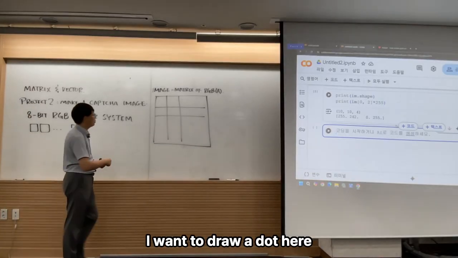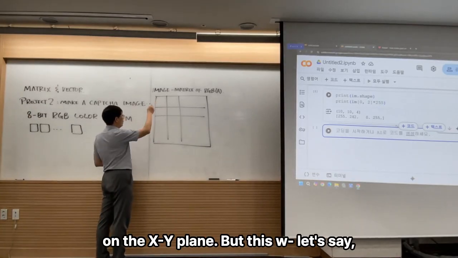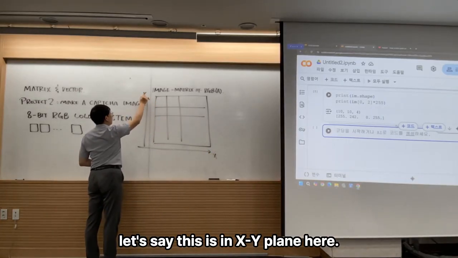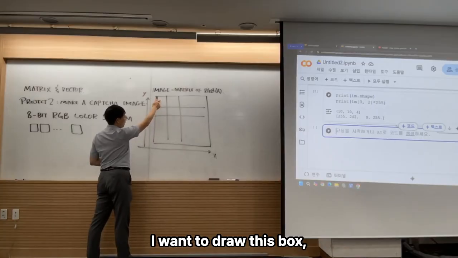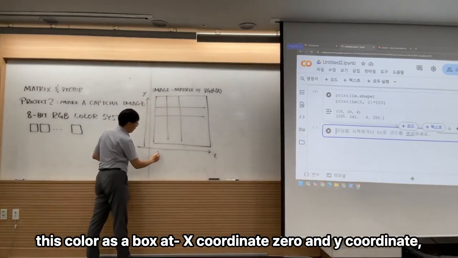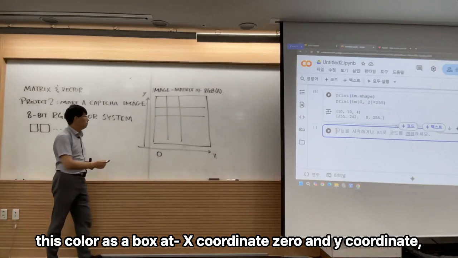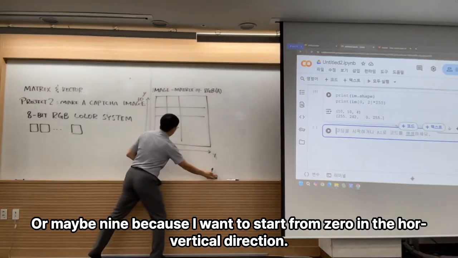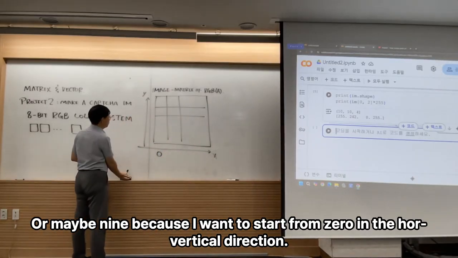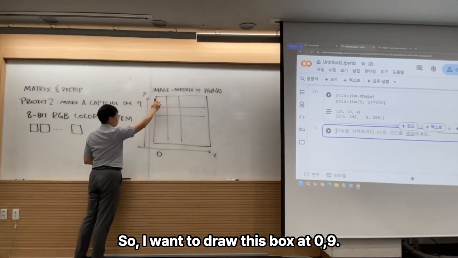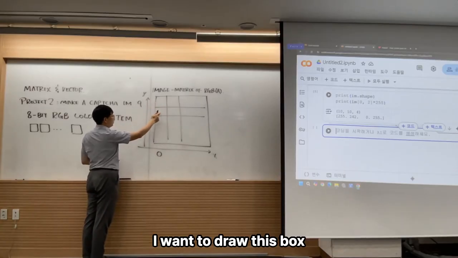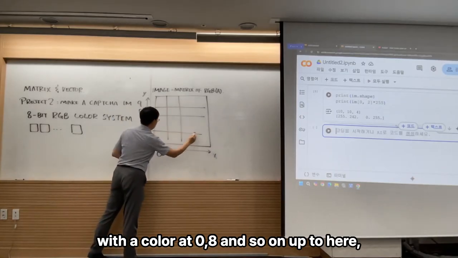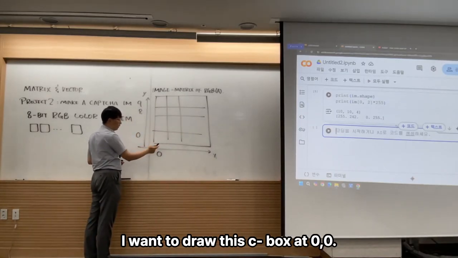For example, I want to draw a dot here on the XY plane. Let's say this is the XY plane here. I want to draw this box, this color, as a box at X coordinate 0 and Y coordinate, let's say 10, okay? Or maybe 9, because I want to start from 0 in the vertical direction. So I want to draw this box at 0, 9. I want to draw this box with a color at 0, 8 and so on up to here. I want to draw this box at 0, 0.